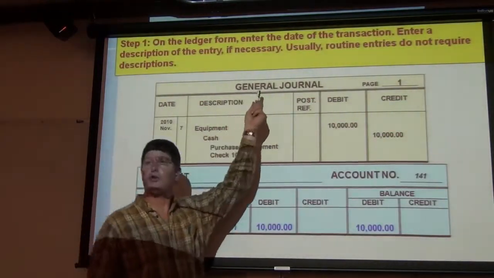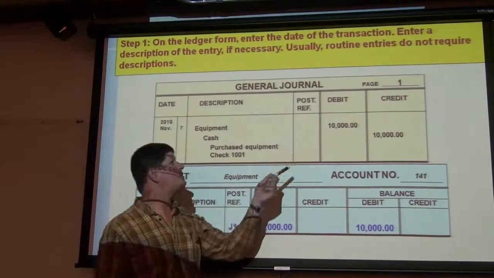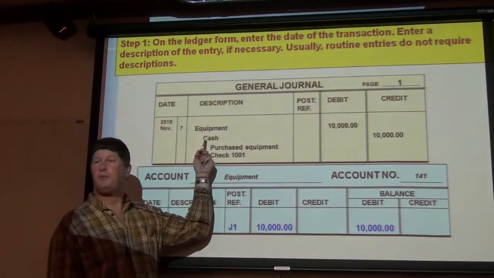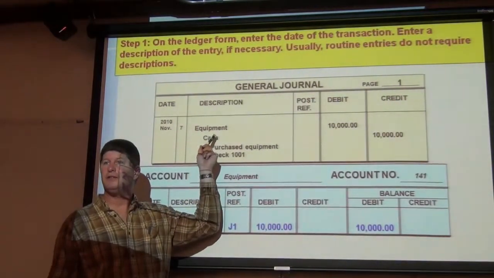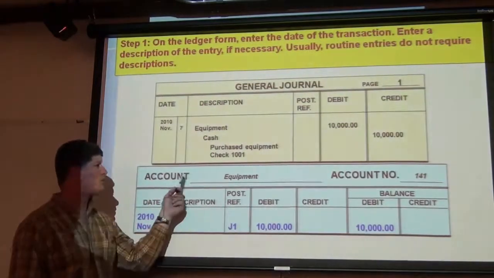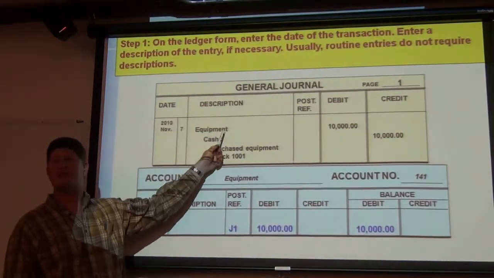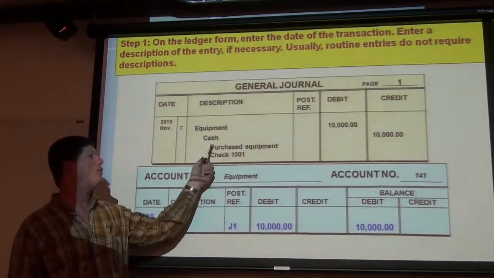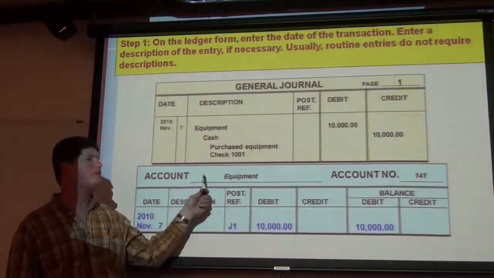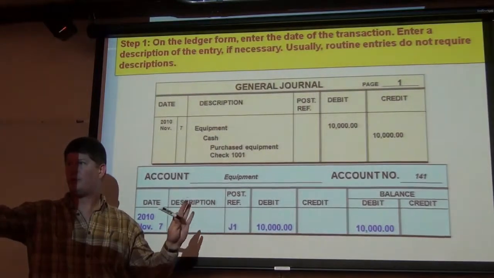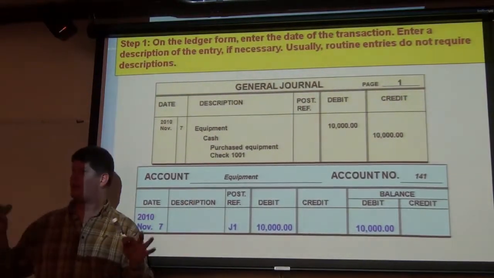Here we go. General journal. This is from a few slides back, right? We bought some equipment. We paid for it how? Cash. Good. So what account is this? So I'm going to record this line right here. Am I going to record the cash part of it? No, doesn't go here. Good? Everybody with me? Okay, here's where the magic starts, right?